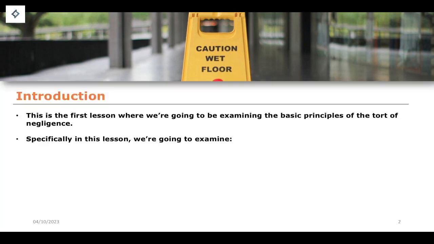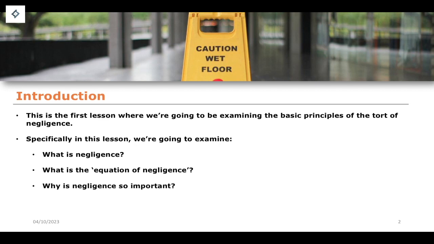So, we're going to examine three major issues in this lesson when we talk about the tort of negligence. We're going to ask the question of what negligence actually is. Can we come up with a clear, delineated, and descriptive definition of what negligence actually is? What is the equation of negligence? What are the key components that are required to have a successful negligence claim? And then the final point is, why is negligence so important?